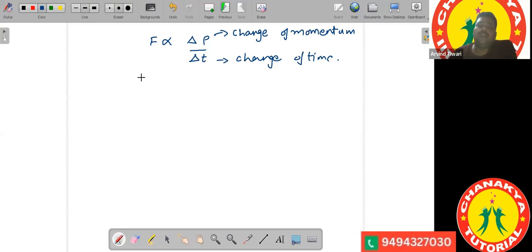So change of momentum can be written like final momentum. Whatever change we want to measure, we can measure it as final minus initial.